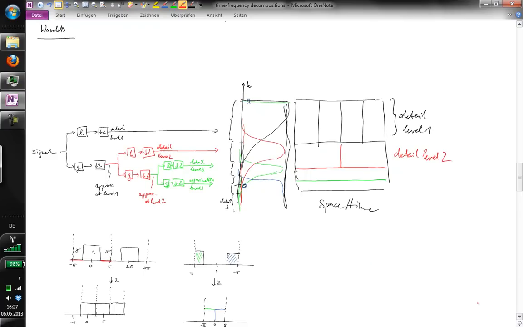So this picture here with these iterated filter banks, can you see the correspondence of the left-hand side of this picture with the right-hand side? Sort of. If not, then please ask questions.